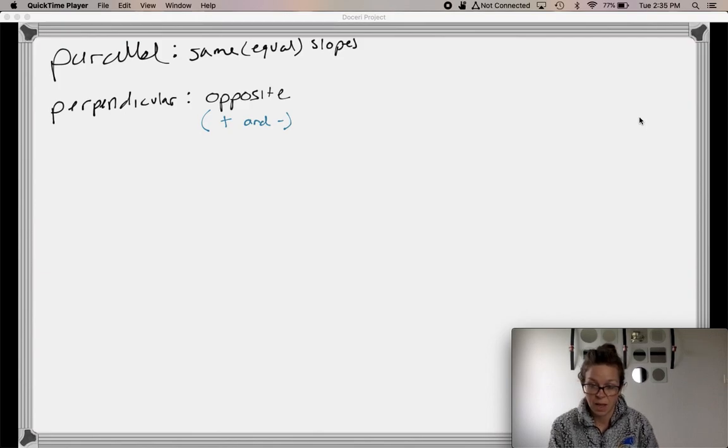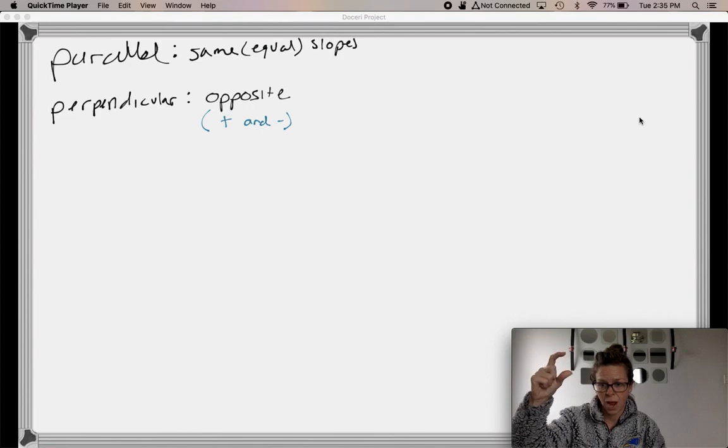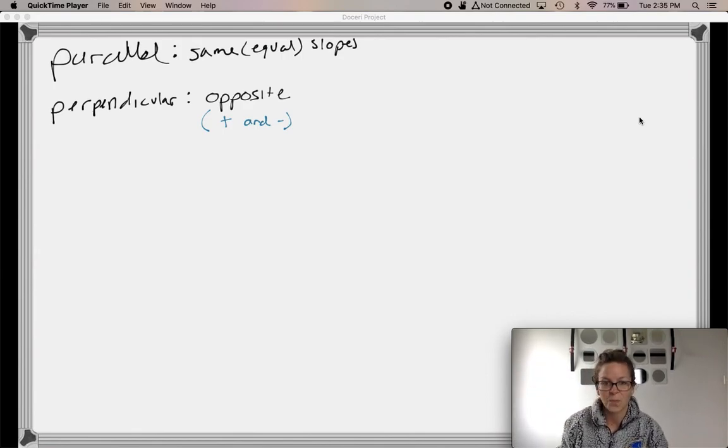The other thing that's going to happen is we're going to have one line's rise become the other line's run. So what we're going to do is change the rise over run out for a run over rise. So if rise over run switches to run over rise, what do we call that in math when we take a fraction and flip it over? You're right. We call it a reciprocal. So opposite and reciprocal.